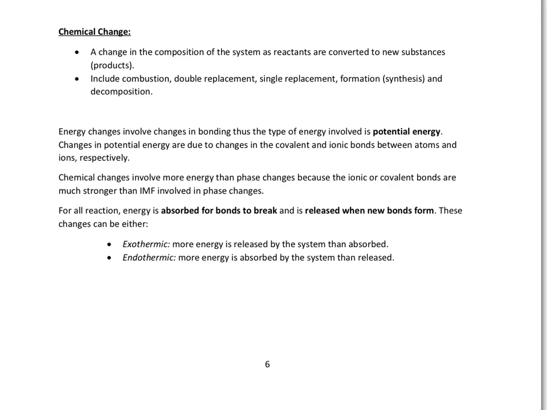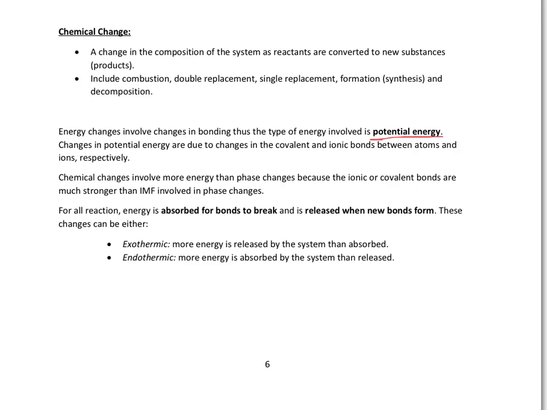A chemical change is a change in the composition of the system as reactants are converted to new substances or products. You studied the different types of chemical changes in Science 1206. These include combustion reactions, double replacement, single replacement, formation or synthesis, and decomposition reactions. Energy changes involve changes in bonding. Thus, the type of energy involved is also potential energy. Changes in potential energy are due to changes in the covalent and ionic bonds between the atoms and ions, respectively.